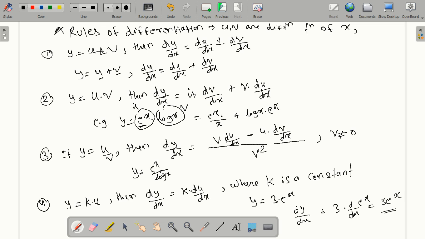So these are the four rules. The first one is subtraction and addition. The second one is multiplication. The third one is division, and the last is of the form constant into some function. So just write this in your notebook and learn it by heart. Or there is no need to learn it by heart, guys. You just need to understand the pattern here. So this is very easy.